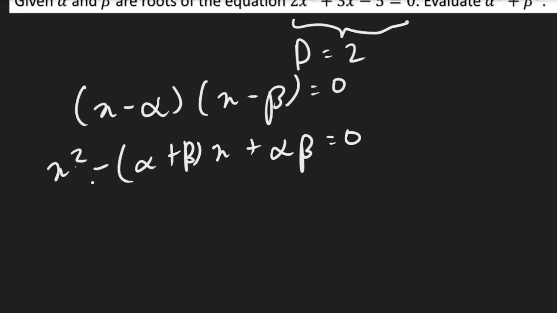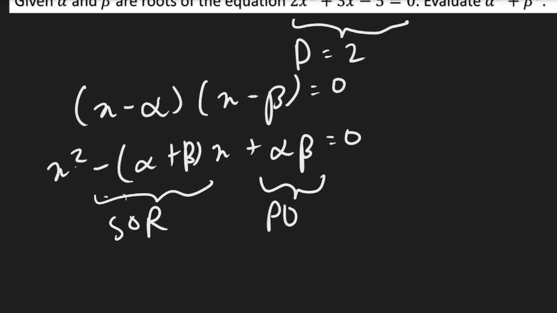It says that if the quadratic equation is in the root form, when you expand it, we can see that the coefficient of x to the power of 1 is the sum of the roots of the equation, whereas the constant of the equation is the product of roots, which we call SOR and POR. This is the simple one.